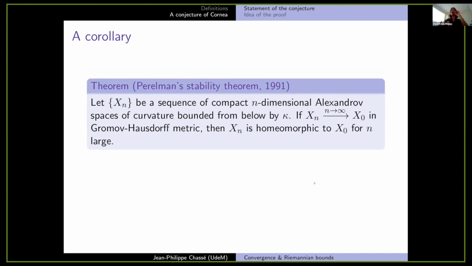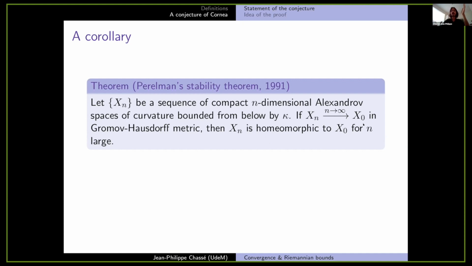So a corollary. I just have to recall this thing which is called the Petersen stability theorem. It's a bunch of fancy language, but essentially what it tells you is that if you have a sequence of nice spaces and the sequence converges, then for n large enough, these spaces will be homeomorphic to their limit. They converge in the Gromov-Hausdorff metric, to be fair.